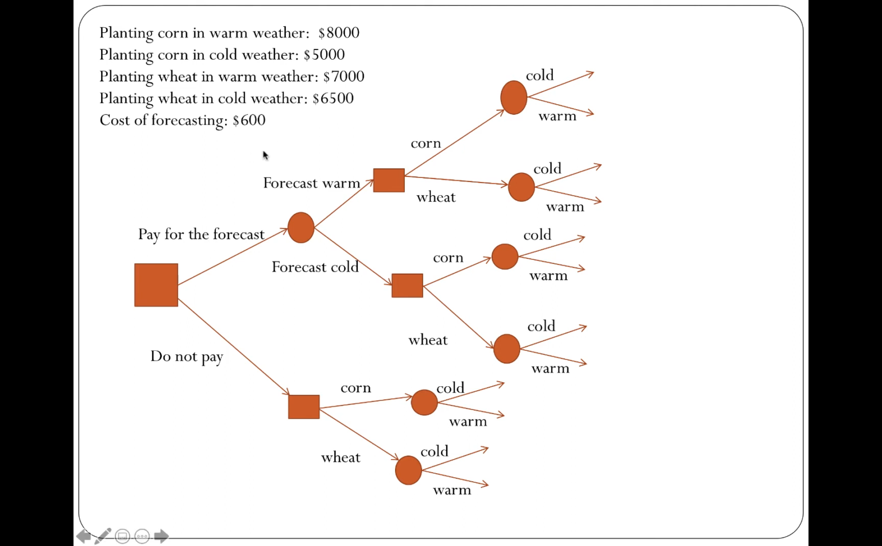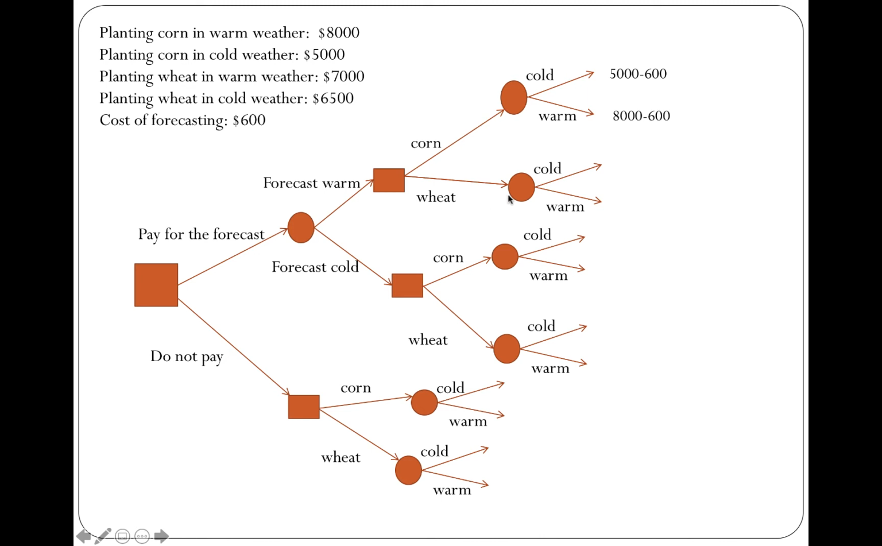But at the same time, we also pay $600 for the weather forecast. So the monetary value associated to the first terminal branch is 5,000 minus 600. For the second one, we have planted corn and the weather has turned out to be warm. If we plant corn and the weather is going to be warm, we earn $8,000. However, we have paid $600 for the weather forecast. That's $8,000 minus 600.